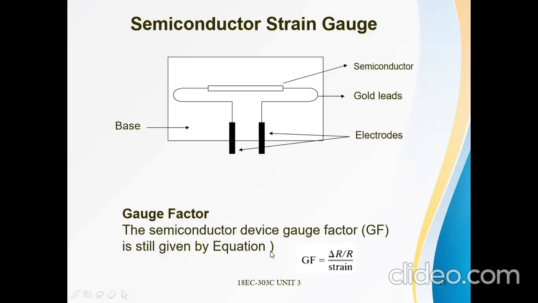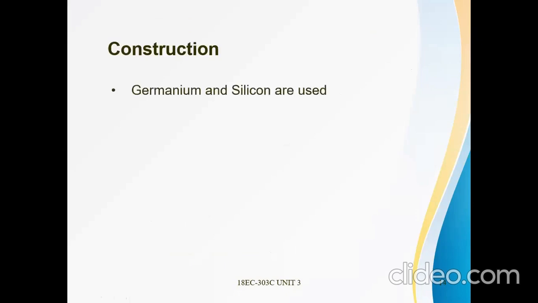The gauge factor we have already discussed. What is the gauge factor? It is the change of resistance, delta R by R, to the strain. The gauge factor is very high in this semiconductor strain gauge. Germanium and silicon are the materials used here.